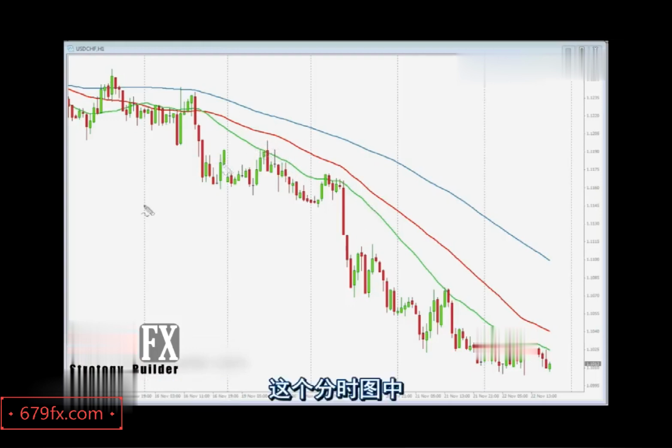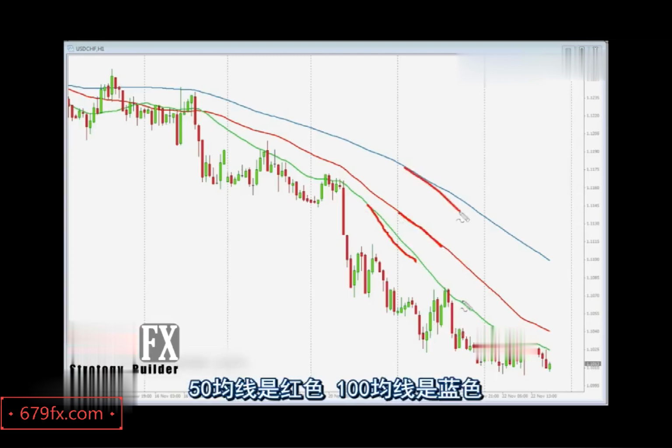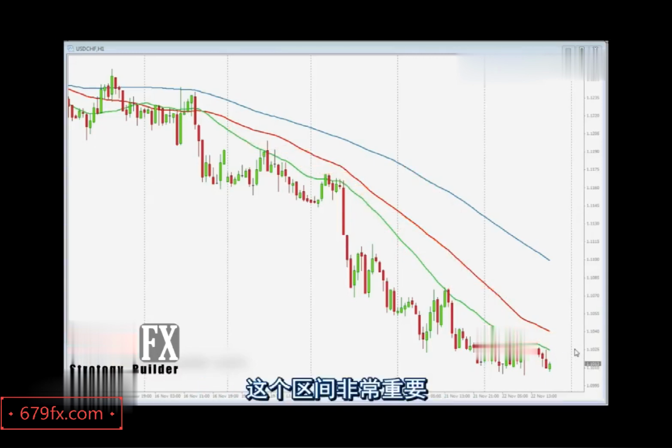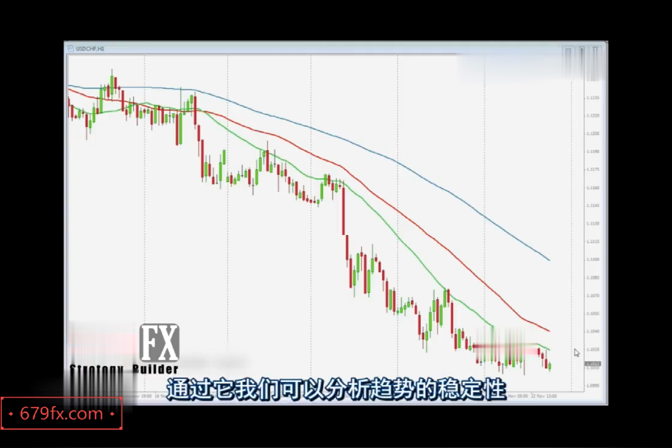In the chart that you are seeing right now, the 30 simple moving average is marked in red, the 50 is marked in green, and the 100 is marked in blue, while the dynamic area would be this band, this area within the 50 and the 30. In my opinion, it's a very important area. And as a trend trader, I always like to keep an eye on the dynamic area, because it's a good indicator we can use to read the overall health of the trend.